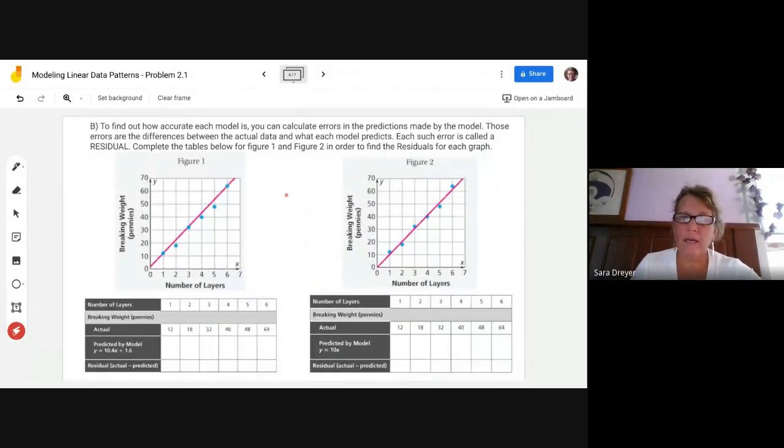To find out how accurate each model is, you can calculate errors in the predictions made by the model. Those errors are the differences between the actual data and what each model predicts. Each such error is called a residual. Complete the tables below for figure 1 and figure 2 in order to find the residuals for each graph.